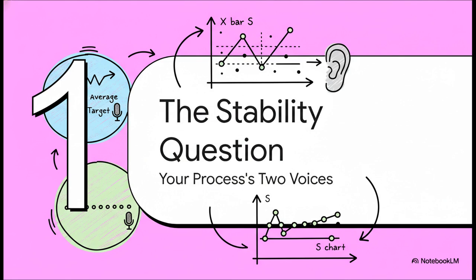Honestly, the best way to think about it is that your process has two different voices. The first voice talks about the average performance. Are you hitting the target? And the second voice talks about consistency. Is your process predictable? The XBAR S chart is built to listen to both of those voices at the same time, giving you the complete story.